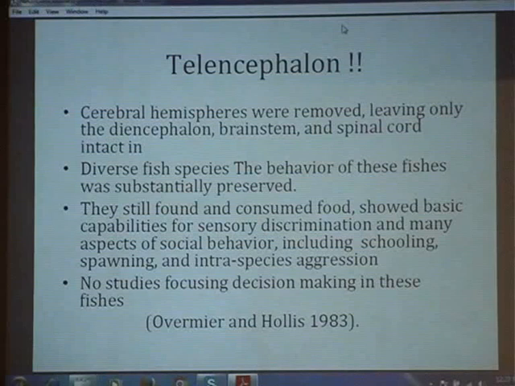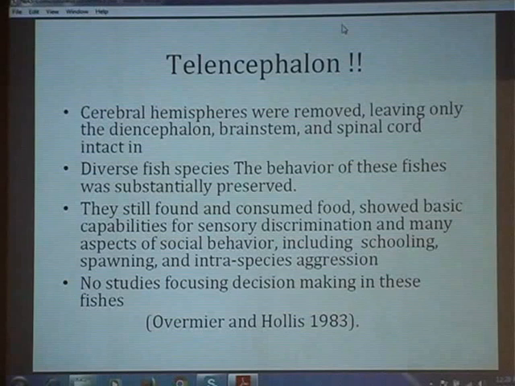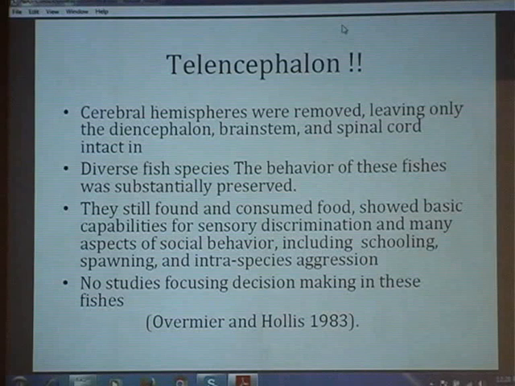When we focus on the telencephalon and its equivalence to mammalian behavior, Overmier and Hollis in 1993 did an experiment. They separated the cerebral hemispheres from the fishes. They removed them and left only the diencephalon, brainstem and spinal cord. They tested it in many species and found that the fish still kept the capacity for consuming food, sensory discrimination, and social behaviors, including schooling, spawning, intra-species aggression, etc. But there are no studies where they were able to take a decision in that case.